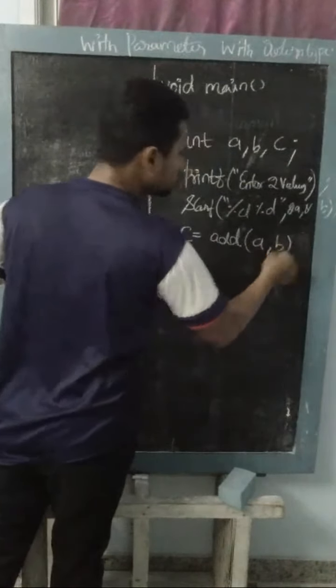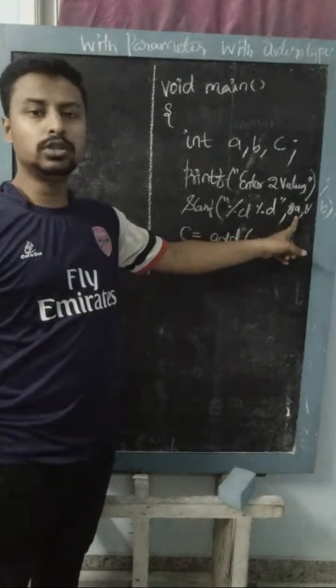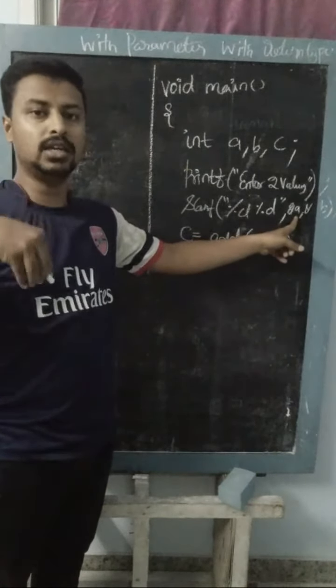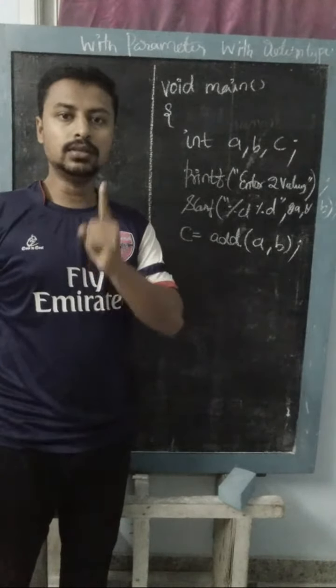A, B. What value will be in A and B? Whatever value you give to A at the time of compilation, it will be assigned here, and whatever value you give to B will be assigned here. So it is a function. It consists of two parameters, so it is called a function with parameters. You got it there? Function with parameters.